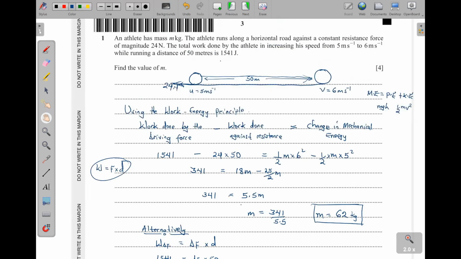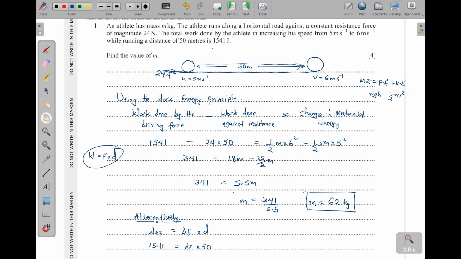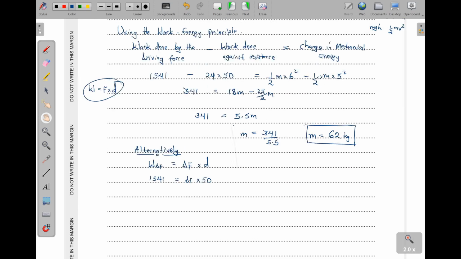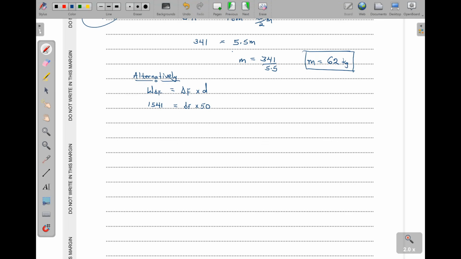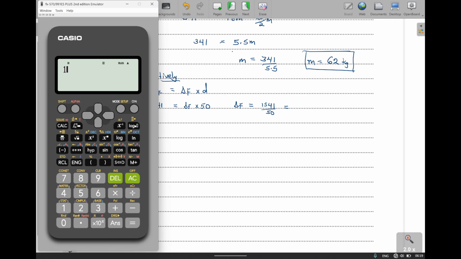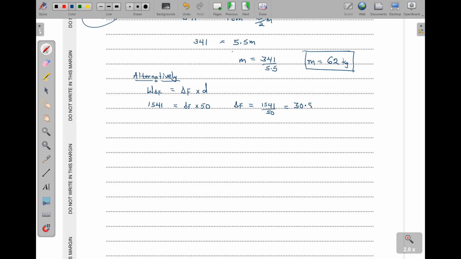Actually, let me add here the driving force. There is a driving force here. Then what will be our driving force? The driving force is going to be equal to 1541 divided by 50. What do we get when we divide 1541 by 50? That gives us 30.82 newtons. I keep that.